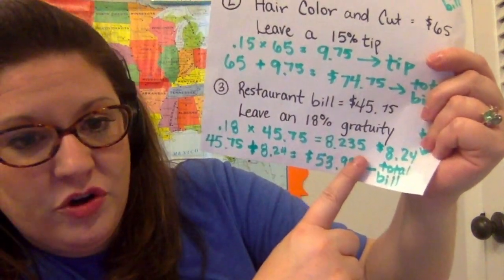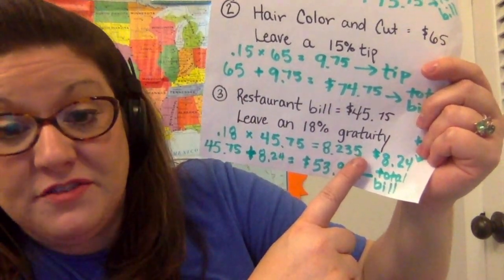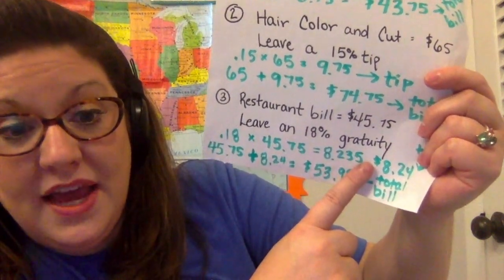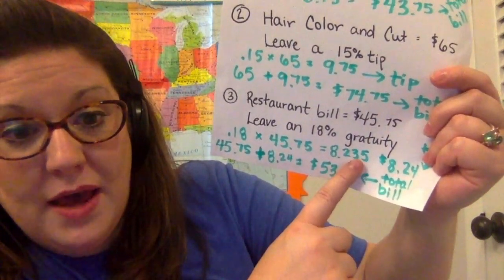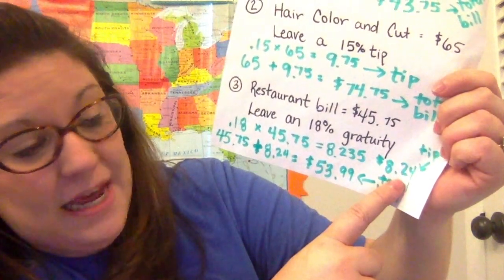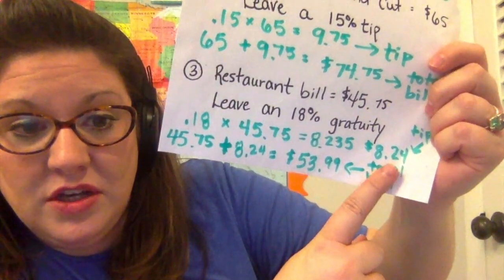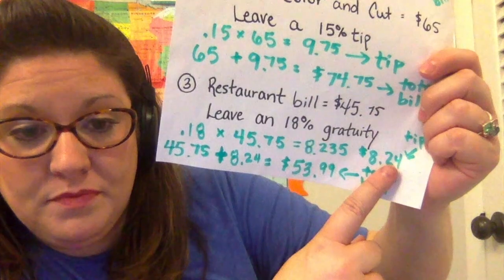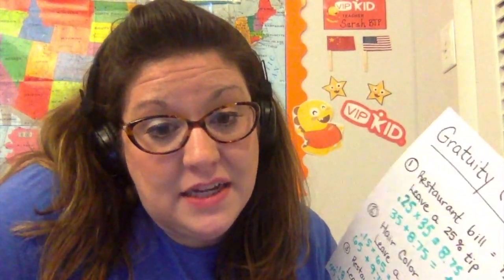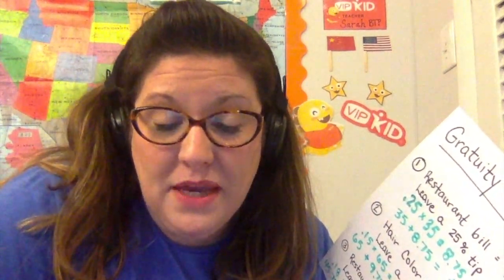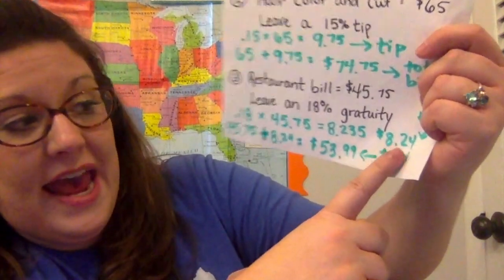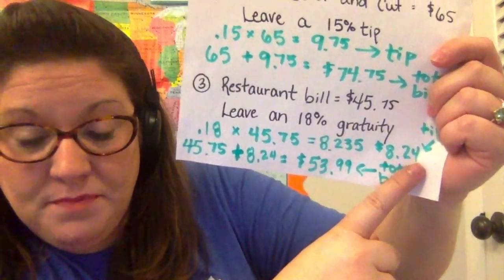So I take a look at that third number. It's a 5. If it's 5 or greater, it rounds the number up. It's 5 or greater, so I'm going to round the 3 up to a 4. My tip or gratuity is $8.24. So if the question says, how much will be an 18% gratuity on this meal, your answer is $8.24.